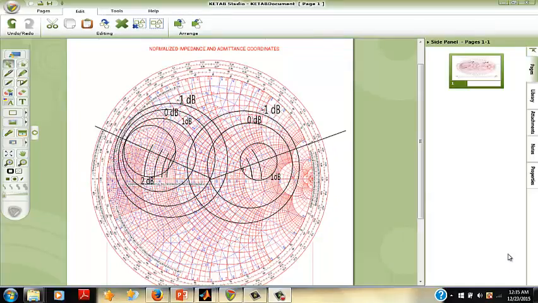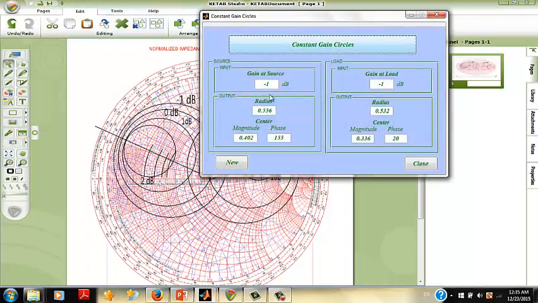Now we need to find the matching network that gives the maximum gain for the source and the load. We need the calculator. We insert here 3 dB, and for the load 1.3 dB. We can see the radius is 0, it's a point. The magnitude is 0.7. The same for the load. The radius is 0, it's a point. That gives us the maximum gain.